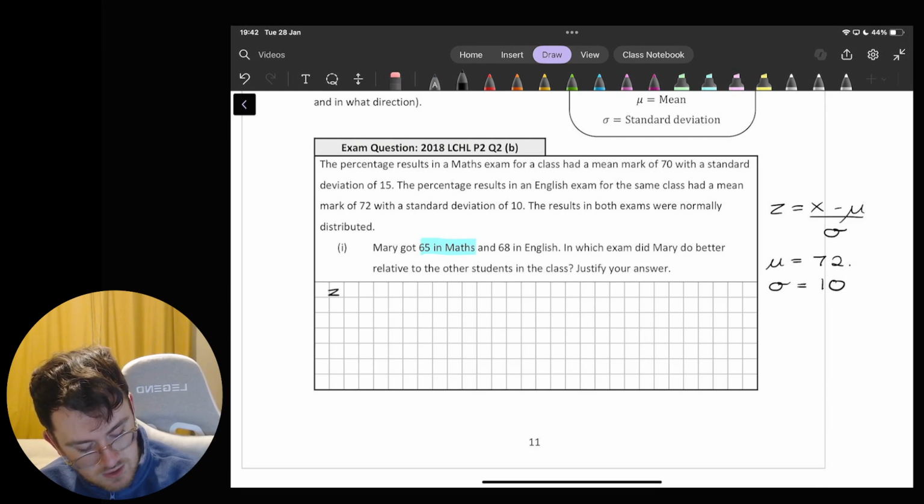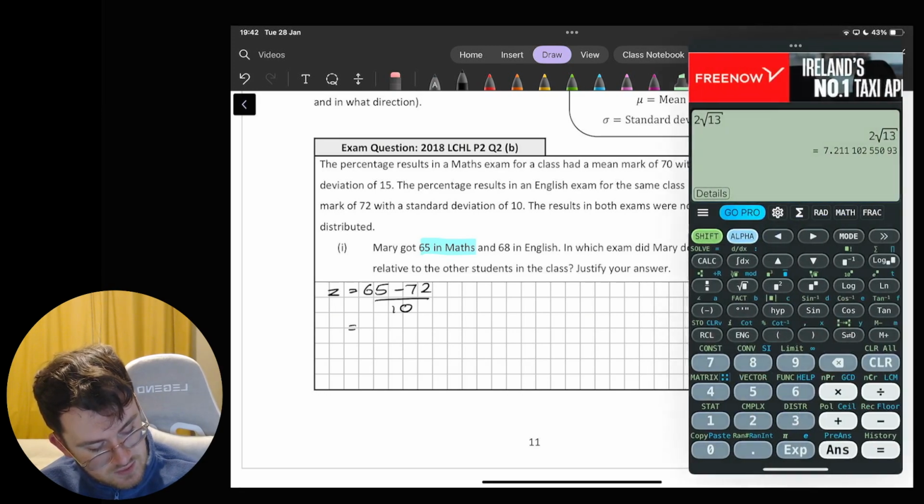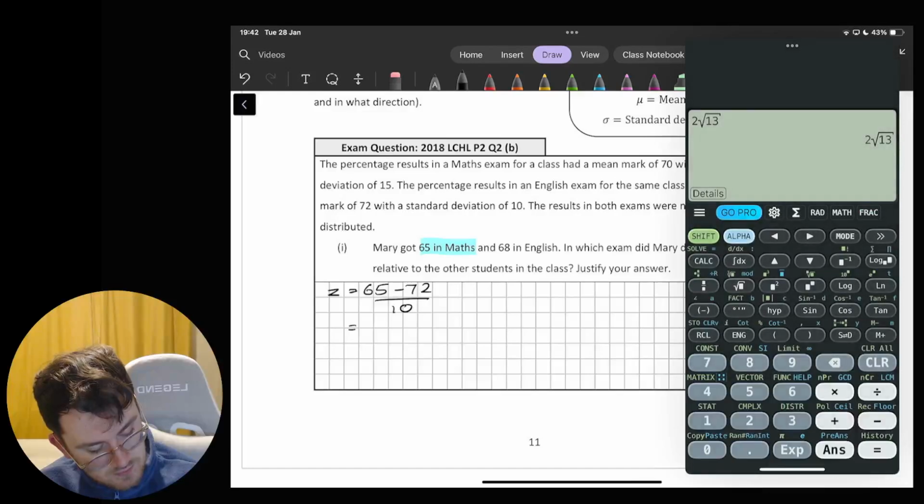Let's start with her value from maths, which is 65. So it's 65 minus 72 over 10. So let's see what that gives us here. So 65 minus 72 over 10, and that is minus 0.7.